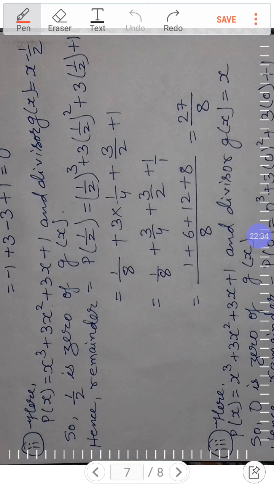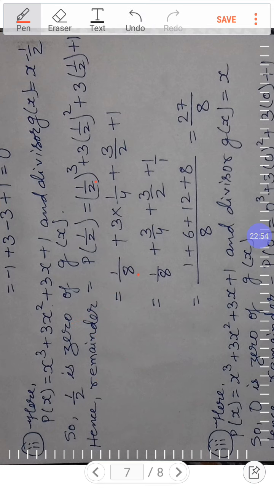So 1 by 2 whole cube becomes 1 by 2 into 1 by 2 into 1 by 2. How much will it become? Numerator will be multiplied, and denominator will be multiplied. So 2 into 2 is 4, 4 into 2 is 8. So I have written here 1 by 8, as you can see, 1 by 2 cube as 1 by 8. In the same way 1 by 2 square means 1 by 2 into 1 by 2, that means 1 by 4. So 3 into 1 by 4, plus 3 by 2, plus 1.